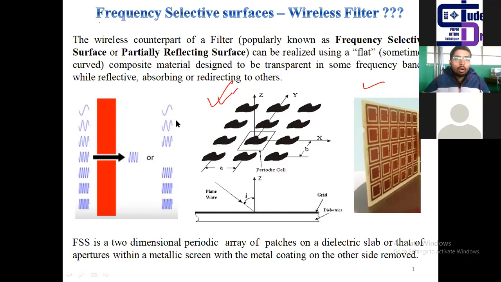And obviously the very basic definition of a filter is that it will pass a certain frequency where all other frequencies will be blocked, or it will stop a certain frequency where all other frequencies will be passed. So a similar kind of mechanism can be achieved here, but it is mostly used for high frequency applications such as beyond gigahertz, or you can say beyond some 900 or 1800 megahertz, where mobile communication actually starts.